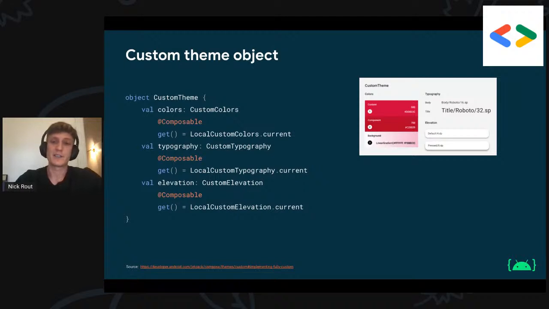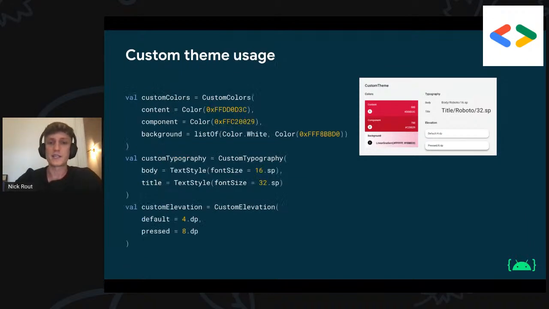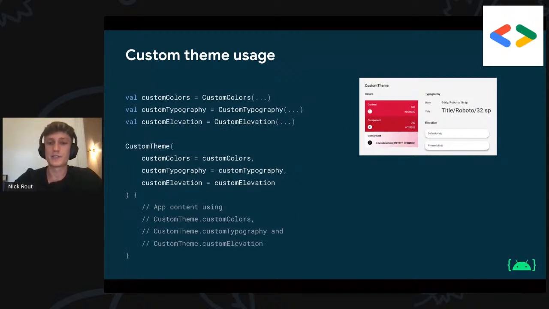To make accessing these values simpler, again, we use an object called CustomTheme and have values like colors, typography, and elevation, which have the types of all of our custom classes that we've created. Using it is, again, very simple and very similar to what we've seen before. We create instances of custom colors, custom typography, and custom elevation, which you can see in the diagram on the right. We then pass that through to the custom theme, calling this function, and then our app can start using our custom theme values through things like CustomTheme.colors, typography, and elevation.